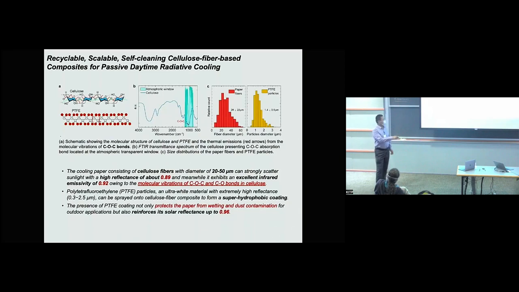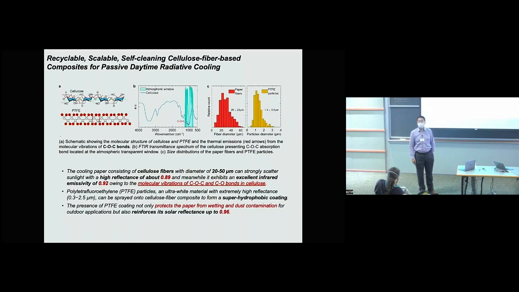So this is a really nice thing. And also the question is whether such a coating, the PTFE coating, is going to reduce the performance or even enhance the performance. So we simply measured the solar reflectance for the PTFE-coated cellulose fibers, and it's surprisingly good. It improved the solar reflectance from 0.89 up to 0.96.